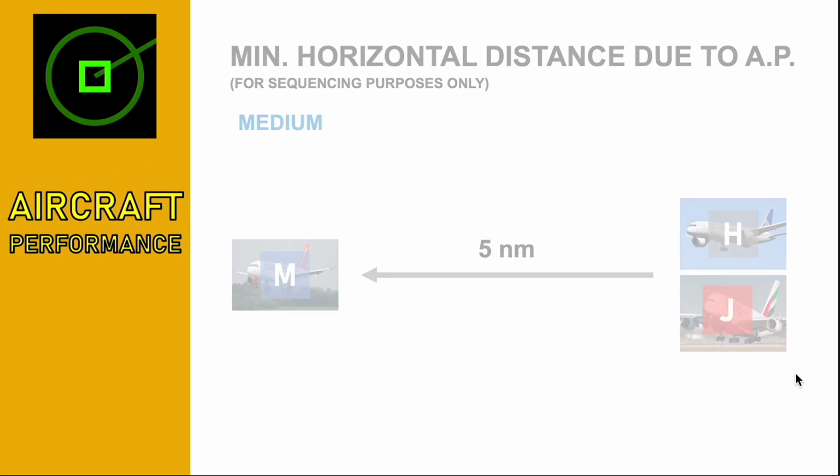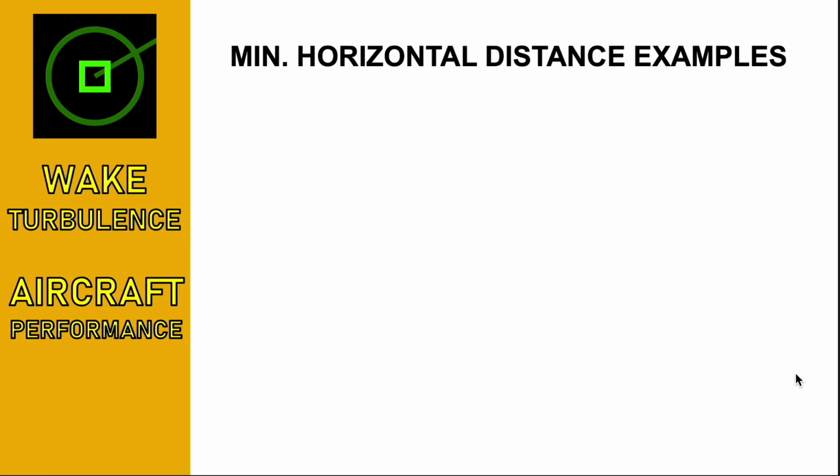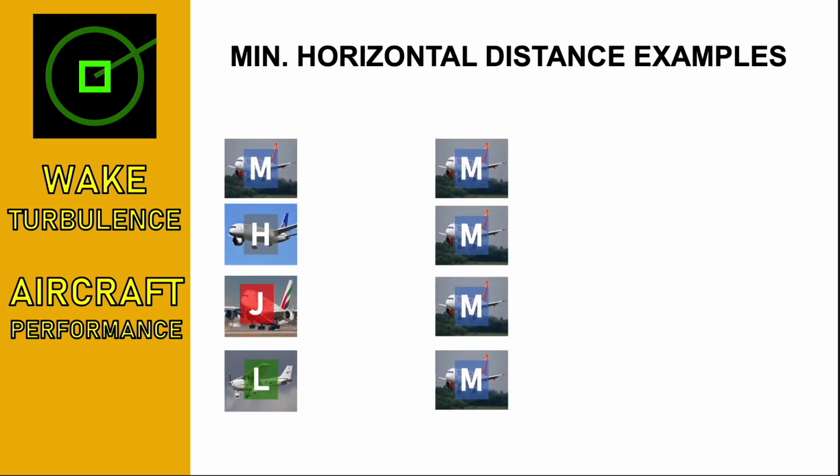So we're going to see some examples of when we apply a minimum distance, either for wake turbulence or aircraft performance. In this first situation, it's a medium traffic behind a medium traffic, so there is no wake turbulence separation, and there is no aircraft performance separation either. Therefore, we apply the minimum separation, which is 3 nautical miles. In this case, a medium traffic behind a heavy traffic is wake turbulence separation and is 5 nautical miles. When we have a medium traffic behind a super, remember the distance is 7 nautical miles due to wake turbulence.